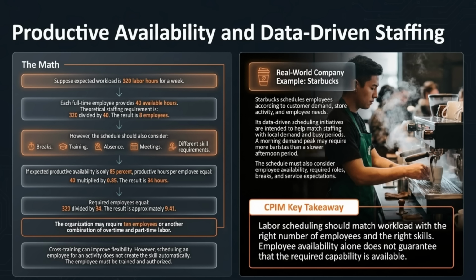CPIM key takeaway. Labor scheduling should match workload with the right number of employees and the right skills. Employee availability alone does not guarantee that the required capability is available.